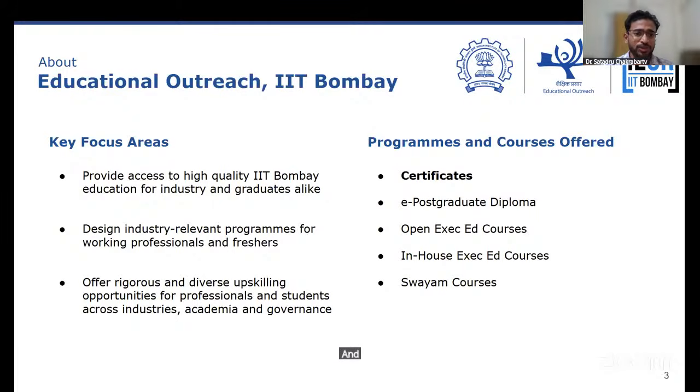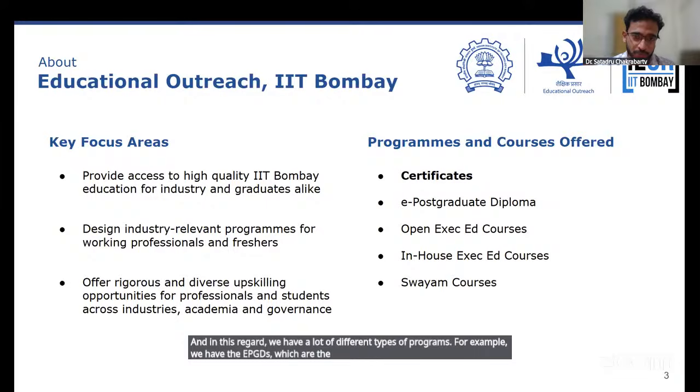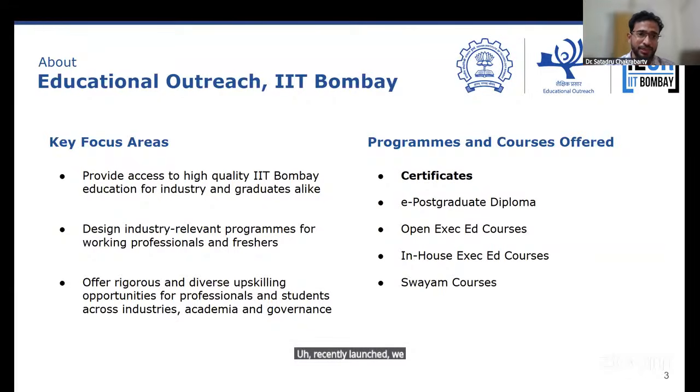In this regard, we have a lot of different types of programs. For example, we have the EPGDs, which are the e-postgraduate diplomas. Recently launched, we have EPGDs in AI and data science.